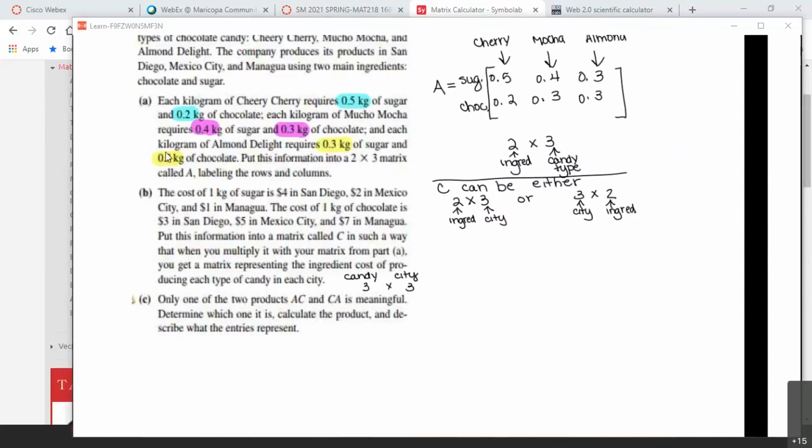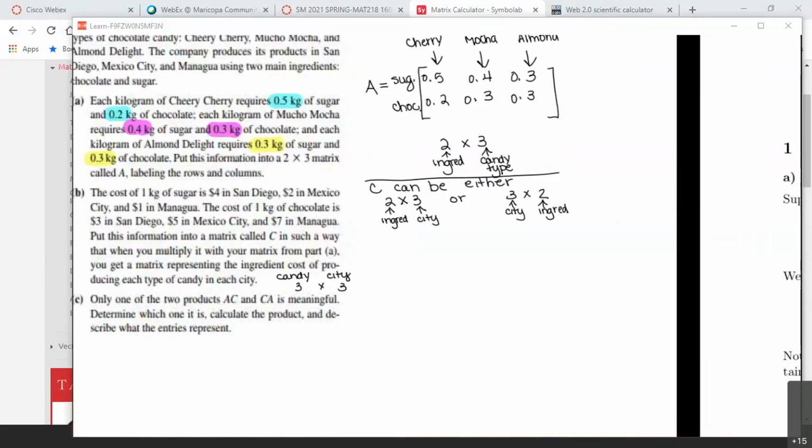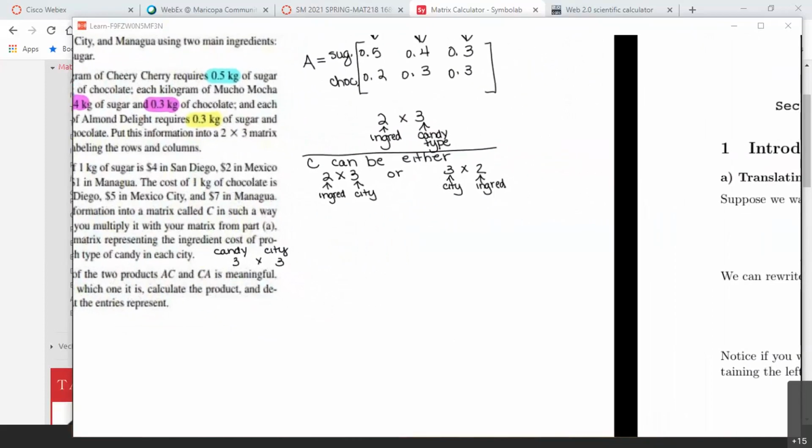Okay, it's important to understand everything here is going to be costs, right? Because you've got the weight of every ingredient going into each candy, and you're going to multiply that by the price per kilo, right? These are in kilos. So you're going to get money in your answer. But you've got to figure out how many rows and how many columns I would have. So because we're running out of time, let me just show you how it works, okay?